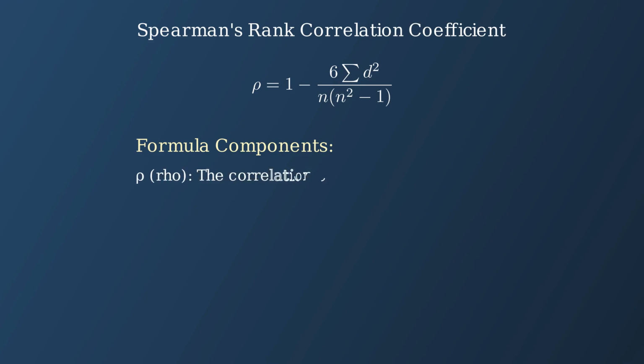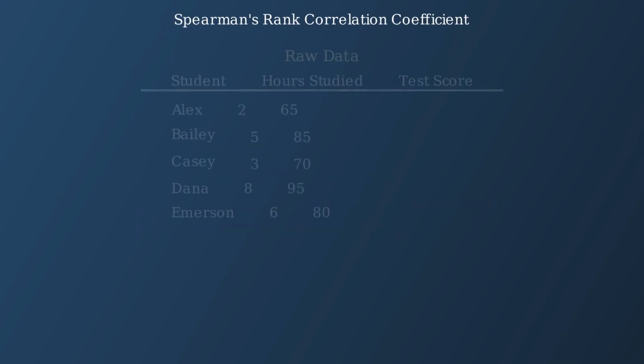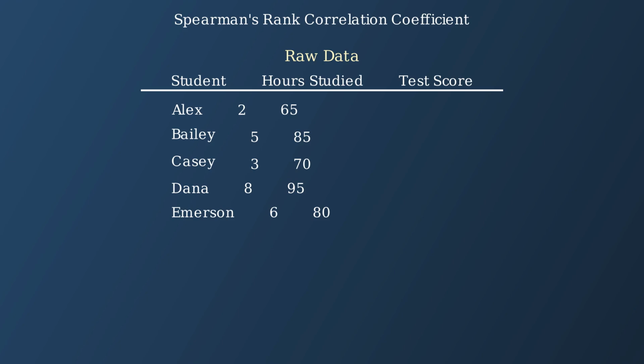Rho represents the Spearman's rank correlation coefficient, the value we're calculating. D is the difference between the ranks for each paired observation. N is the total number of observations or data pairs in our sample. Let's work through an example to see how Spearman's rank correlation is calculated.